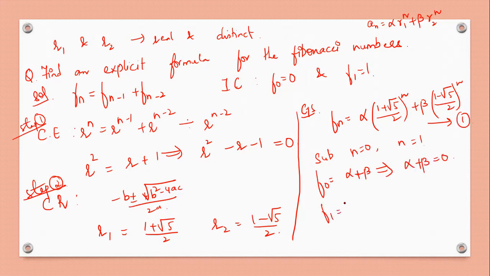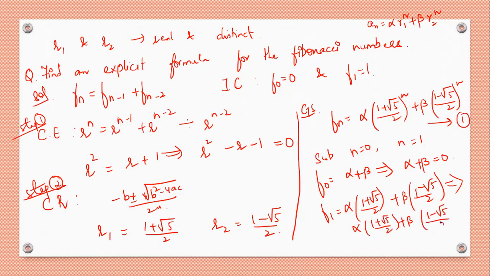Then for n = 1, we will get alpha times (1 + √5)/2 plus beta times (1 - √5)/2, and we have F1 = 1, so I'll just replace the value. So this can be written as alpha times (1 + √5)/2 plus beta times (1 - √5)/2 is equal to 1.